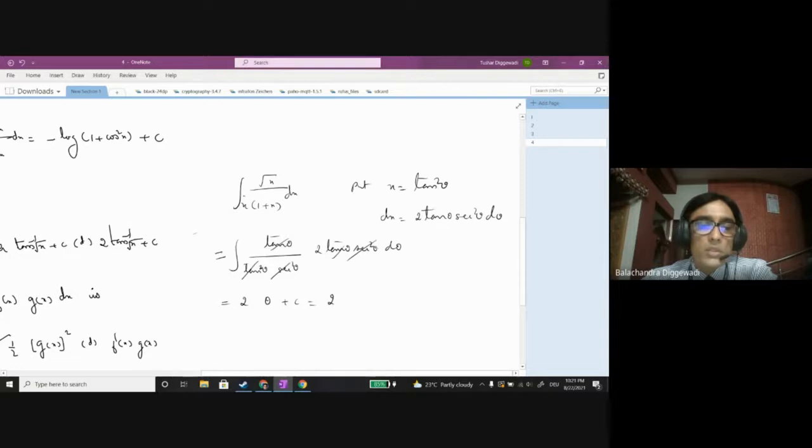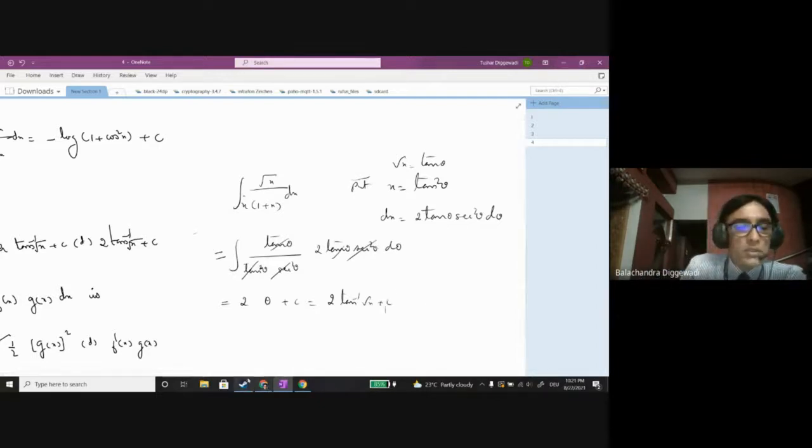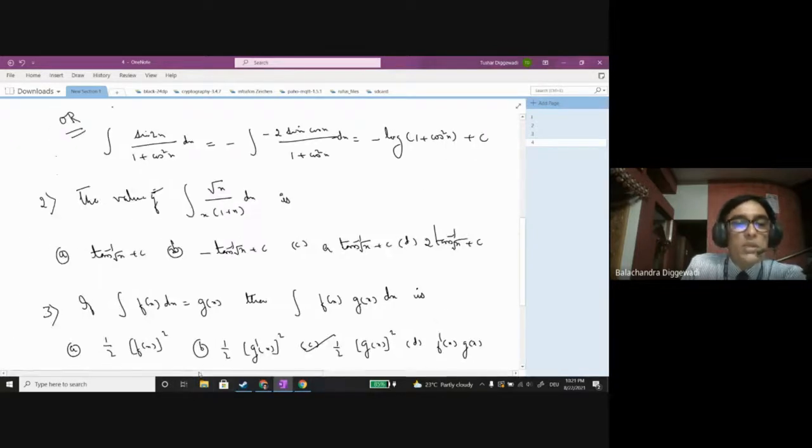This is 2 as it is, and theta is nothing but, since root x is equal to tan theta, theta goes to tan inverse of root x. So the answer is 2 tan inverse of root x plus c. Out of the given options, you have to check which one has this answer. Only one option has 2 times tan inverse of root x.